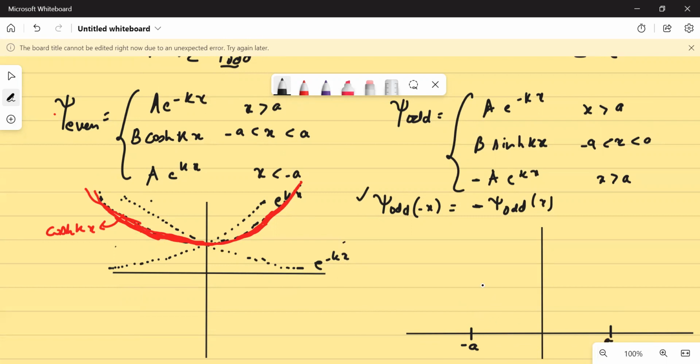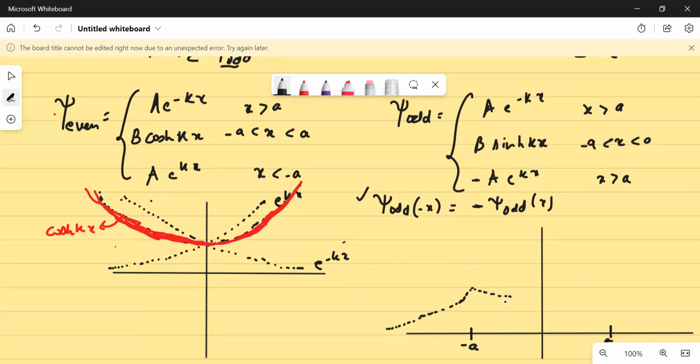Now, for all x less than minus a, your wave function looks like e to the power kx. So you just trace the graph of e to the power kx. Till now, your function would be like e to the power kx. Then after this, your function looks like cosh x. Had this cosh x been drawn entirely, it would have started from here, there, and this way. But now you just have this.